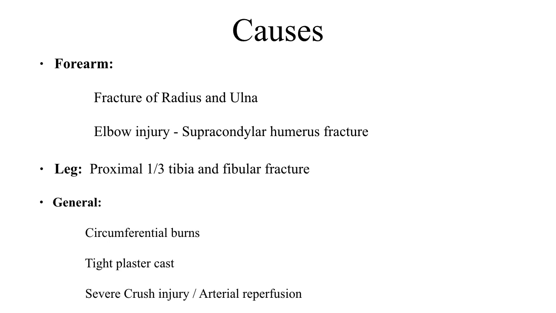Another cause is arterial reperfusion in an arterial injured limb and severe crush injury. So these are the causes of compartment syndrome. Now coming to the clinical features, the classical clinical features of compartment syndrome are 5 P's, that is pain, paresthesia, paralysis, pallor, and pulselessness. So these are the 5 characteristic features of compartment syndrome.